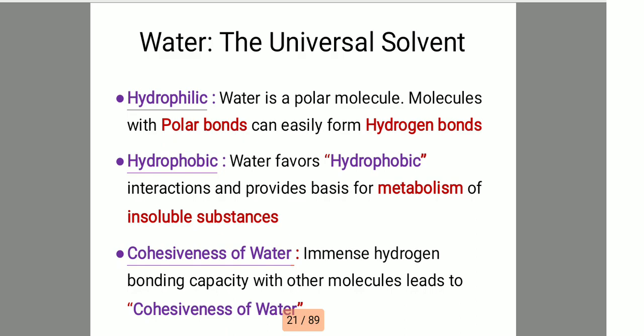The gifted properties of water make it the most favored medium for all cellular reactions and interactions. These properties are: first, hydrophilic. Water is a polar molecule. Molecules with polar bonds can easily form hydrogen bonds. Second, hydrophobic. Water favors hydrophobic interactions and provides a basis for metabolism of ionic substances.